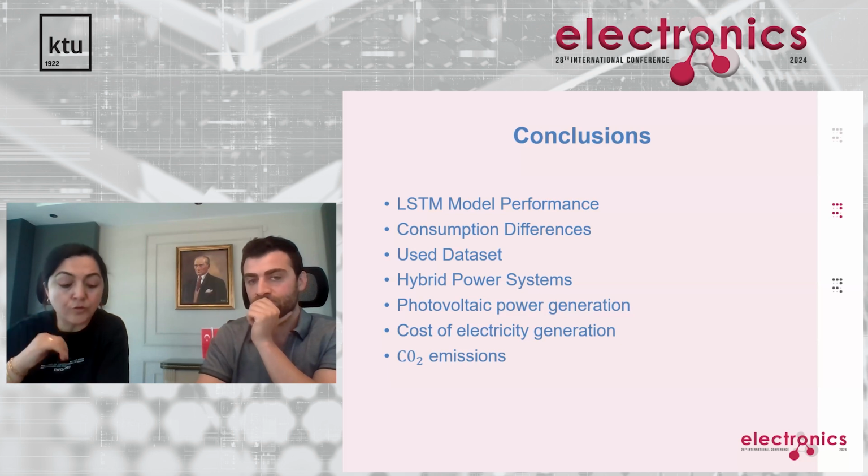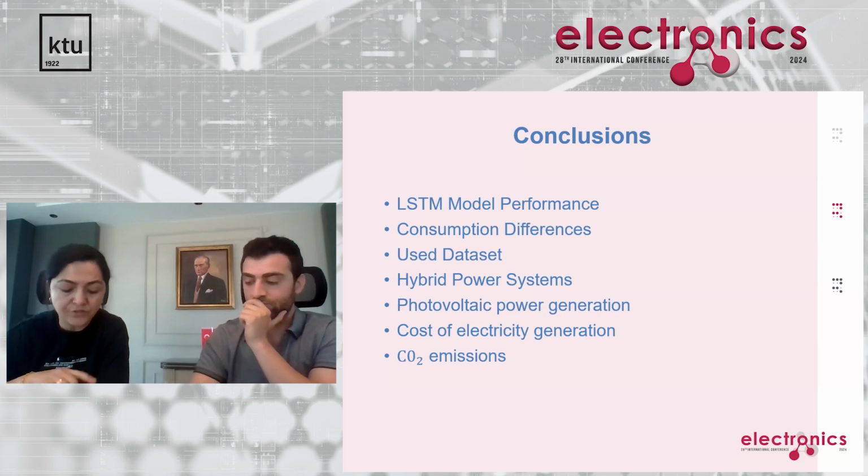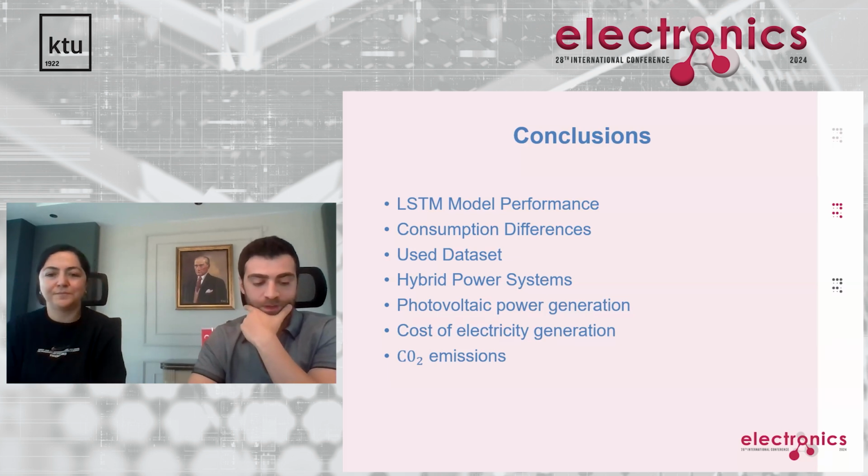Fifth, photovoltaic power generation. Sixth, cost of electricity generation. Seventh, carbon dioxide emission. In response to the increasing load demand, the values of carbon emissions released into the environment have been reduced. Also, the inflation values have been reduced.